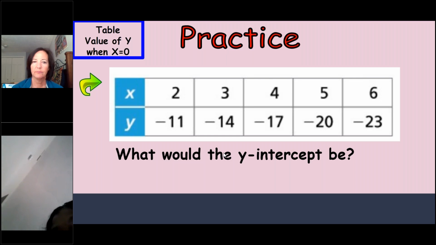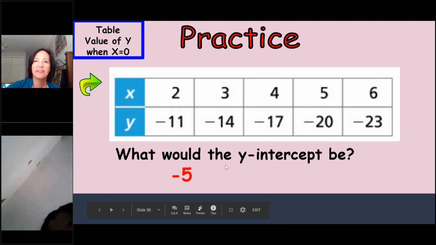Would it be -5? You're awesome. Cool. You are doing fantastic. Nice. So you know that you needed to go down. Every time you go down 1, we actually add 3 more. So we had to add 3 more and add another 3, which got us to -5.